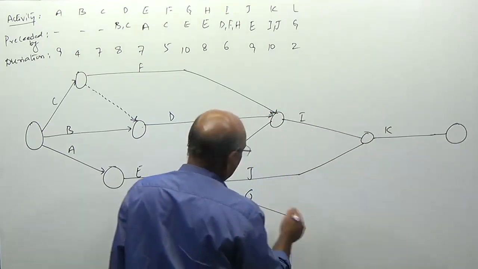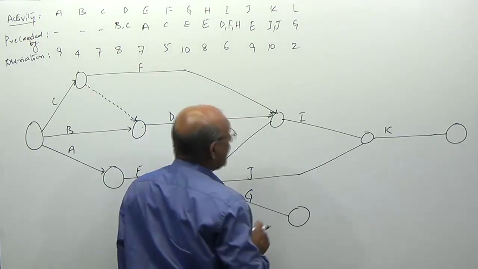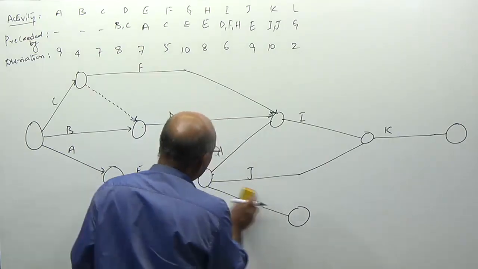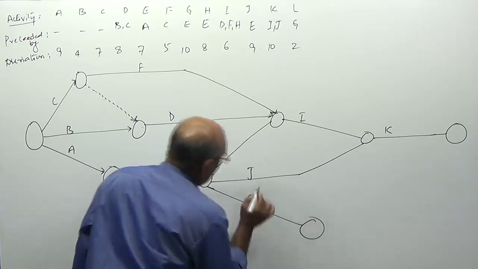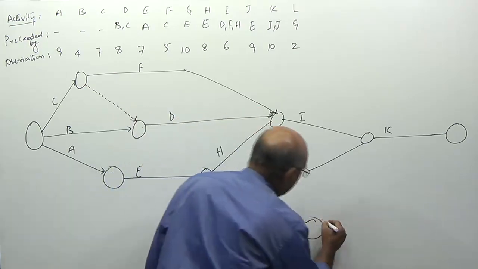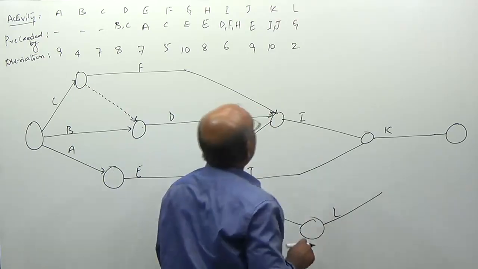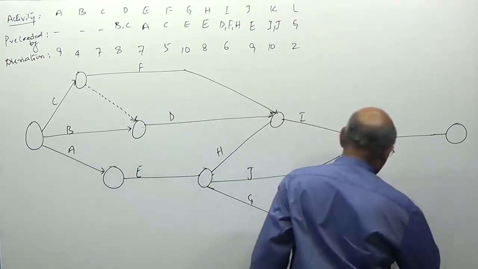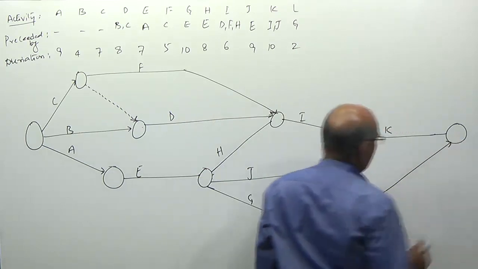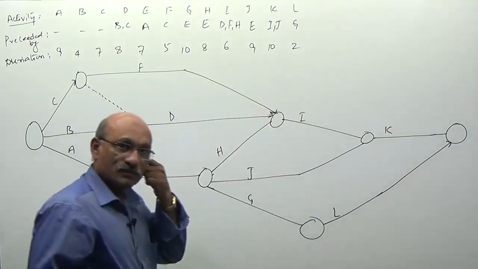As and when activity G is over, we can start activity L. After this activity L, there is no other activity to connect. Therefore, it is straight away joined at the last node.